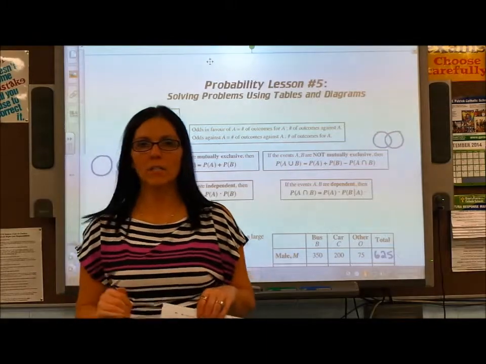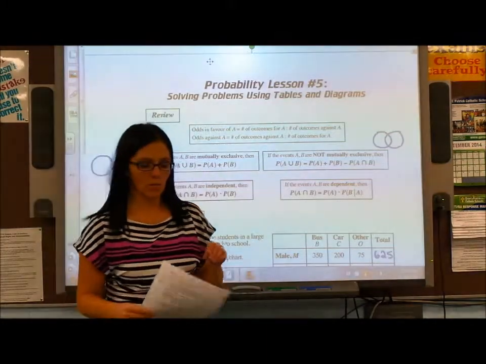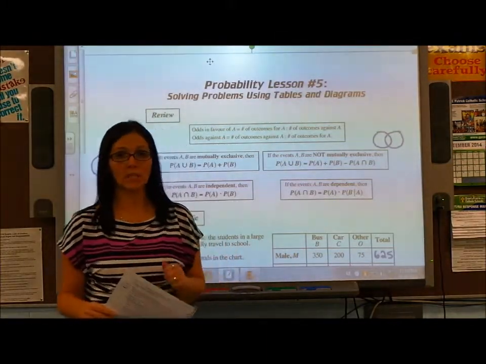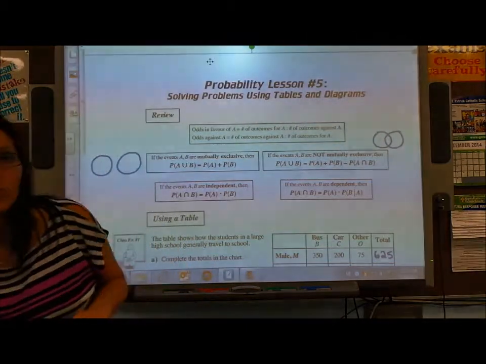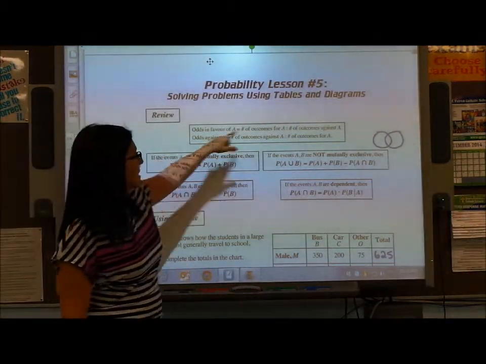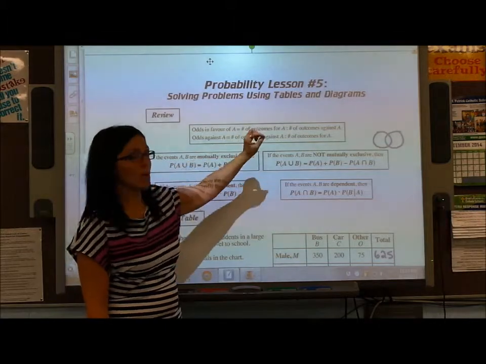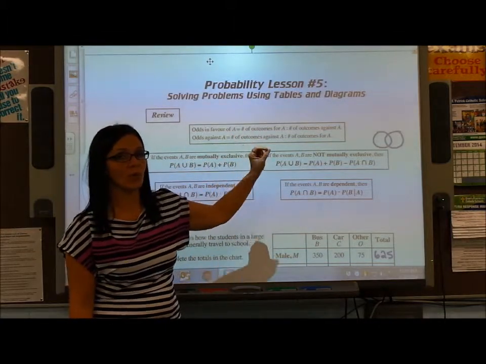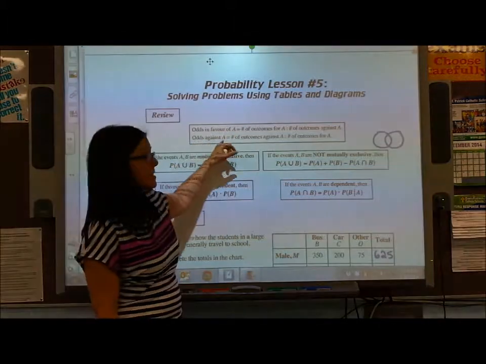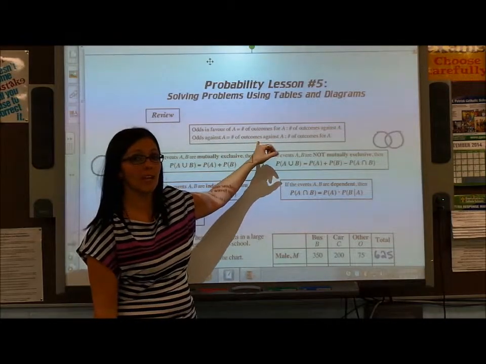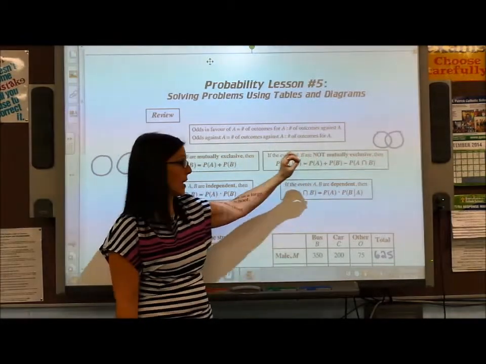So this morning we're going to continue on to yesterday's lesson, which was solving problems using tables and diagrams. So just a quick review from yesterday. Odds in favor is the number of outcomes for event A to the number of outcomes against event A. Odds against A is the number of outcomes against A to the number of outcomes for A.